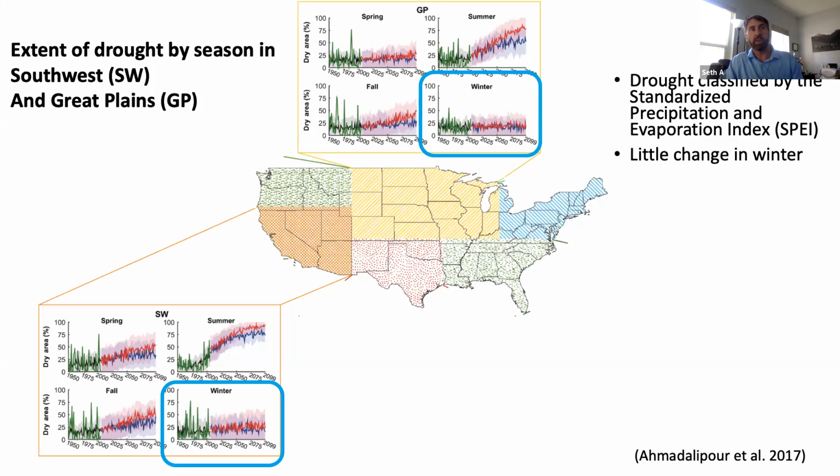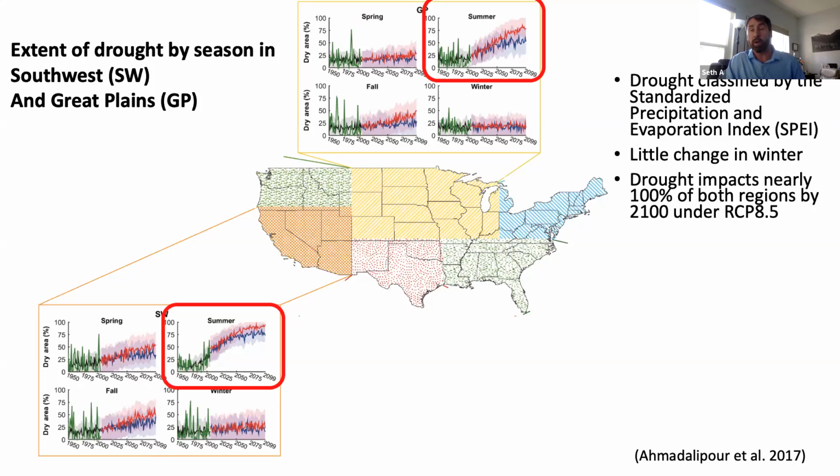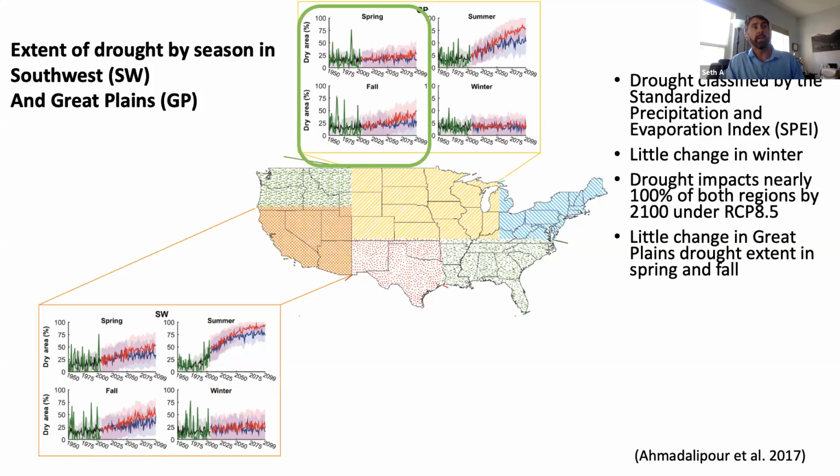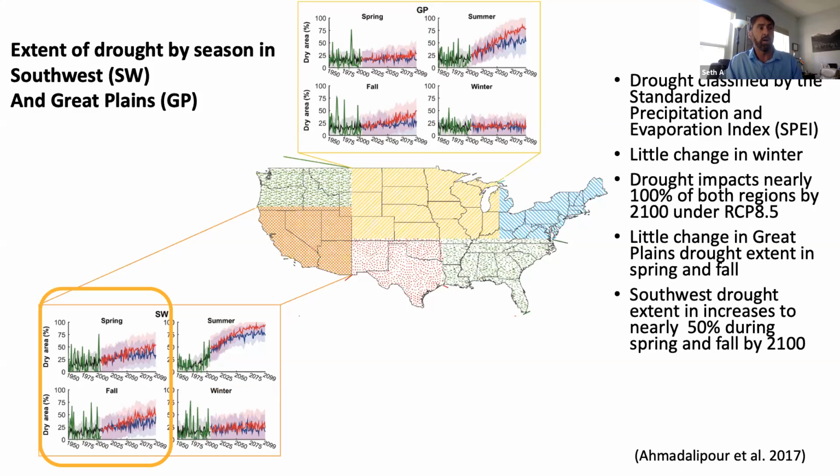And we can see here that the geographical extent of drought is not projected to change during winter, which makes sense based on the projections we saw of precipitation. However, during summer in both regions, especially in the Southwest, there's projected to be a dramatic increase in the geographical extent of drought. And in the Southwest, under a high emission scenario, that approaches 100% of the region. In the Great Plains, there's projected to be a slight increase in the extent of drought in spring and fall. But in the Southwest, Utah being part of that region, there's projected to be a significant increase in the extent of drought, approaching 50% or above for much of the region.